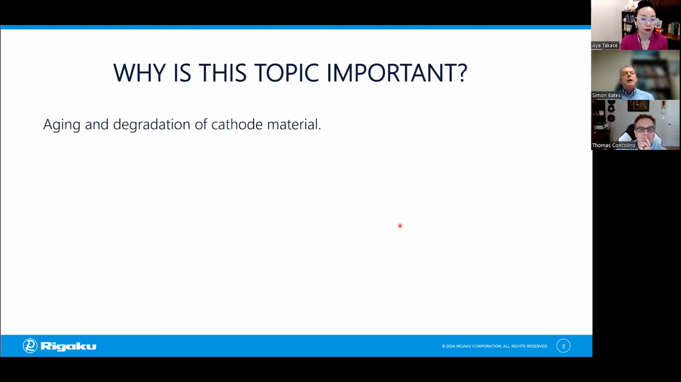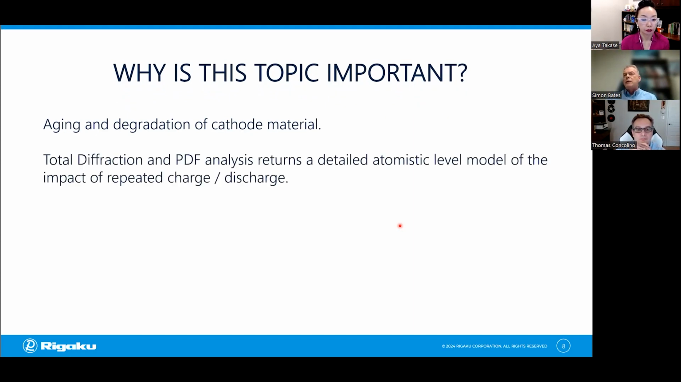So why is this topic important? Well, as I travel around to various battery companies globally, a common theme that emerges is that there's a big issue with cathode material. It's one of the many reasons for battery failure, for lack of longevity. You get aging and degradation of the cathode materials. And it turns out that total diffraction and pairwise distribution function analysis can give you a really detailed atomistic level model of what's going on inside your battery during these charge and discharge cycles, what's causing the aging, what might be causing some of the problems.